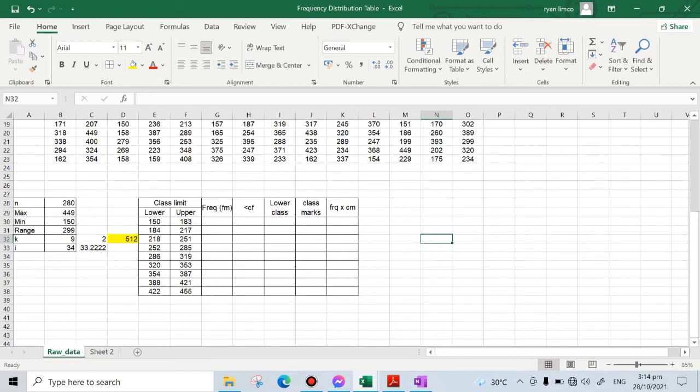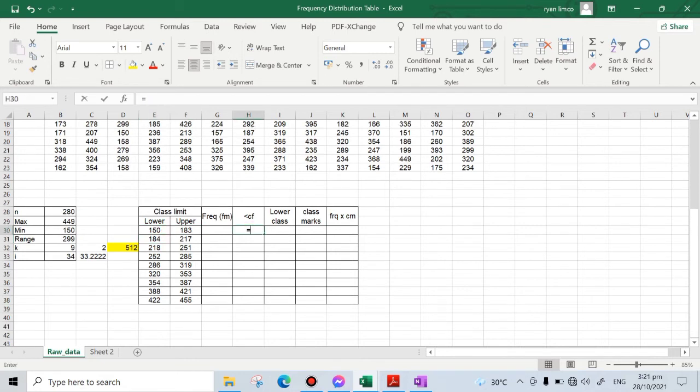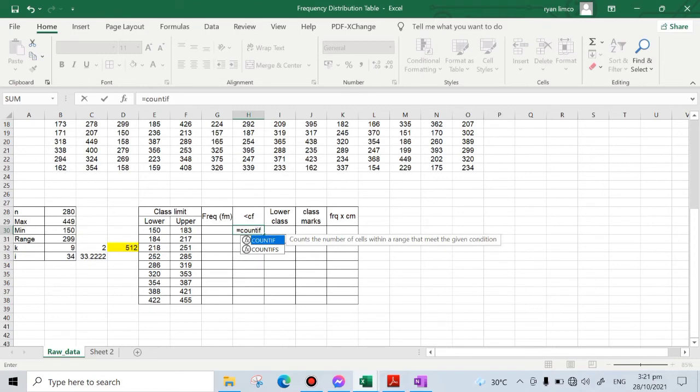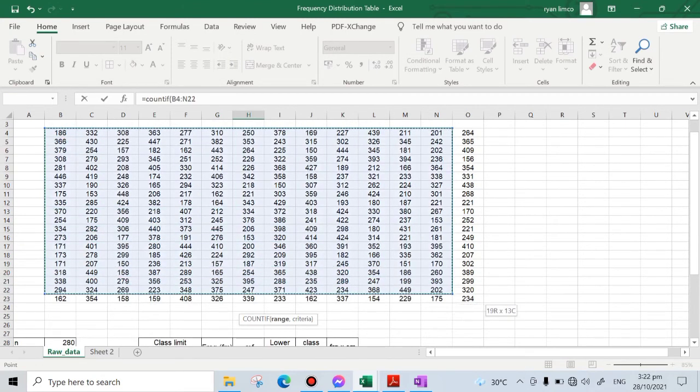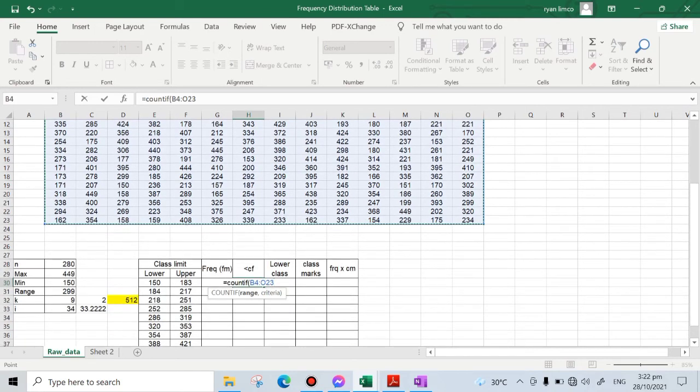So, uunahin natin si less than CF. So, we have equals. So, in here, we will be counting the data less than 184. Kasi, yun yung pasok kay 150 to 183. So, we have count F. Siselect natin yung data natin. And F4.